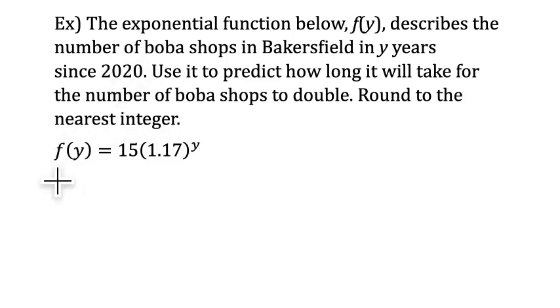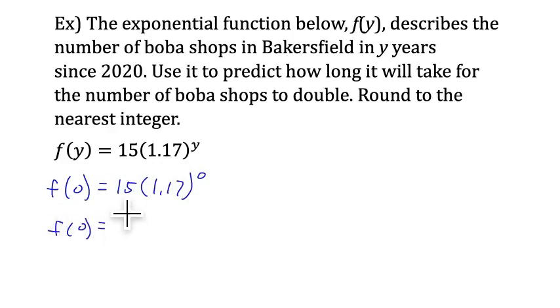So 2020 would be 0 years since 2020. So let's figure out f of 0. We'll plug in 0 for y. Now anything to the 0 power equals 1. So in 2020, there were 15 boba shops.